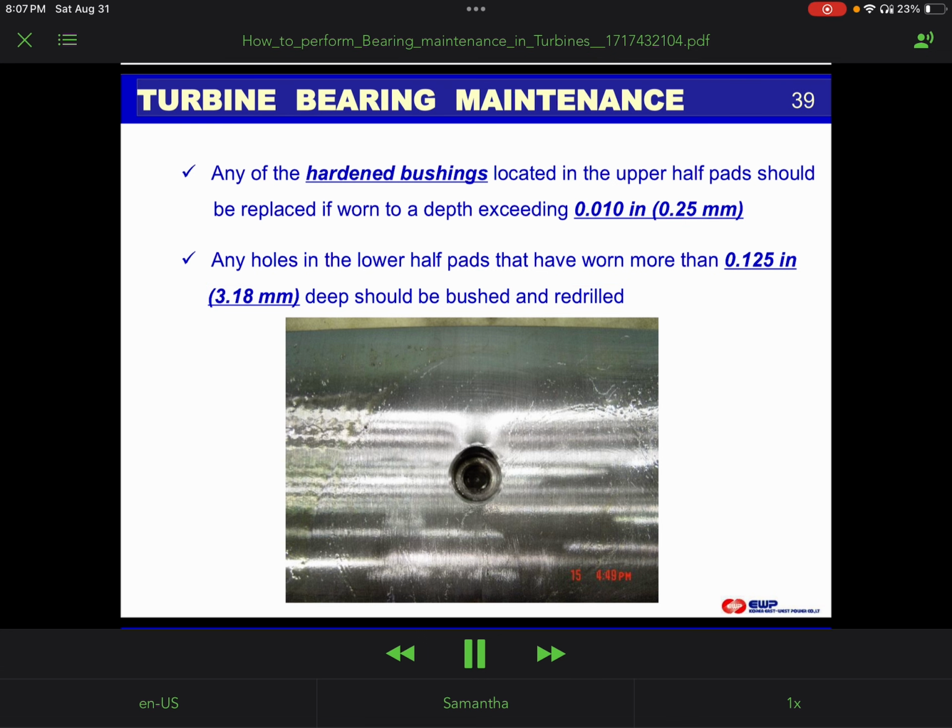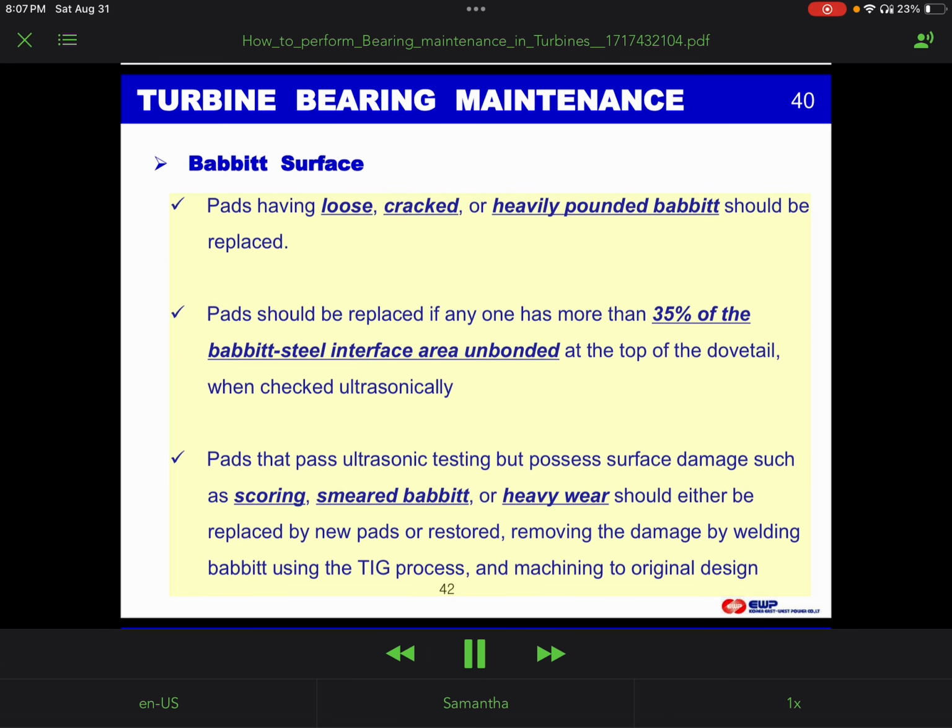Turbine bearing maintenance 39. Pads having loose, cracked, or heavily pounded babbitt should be replaced. Pads should be replaced if any one has more than 35% of the babbitt steel interface area unbonded at the top of the dovetail, when checked ultrasonically. Pads that pass ultrasonic testing but possess surface damage such as scoring, smeared babbitt, or heavy wear should either be replaced by new pads or restored, removing the damage by welding babbitt using the TIG process, and machining to original design.